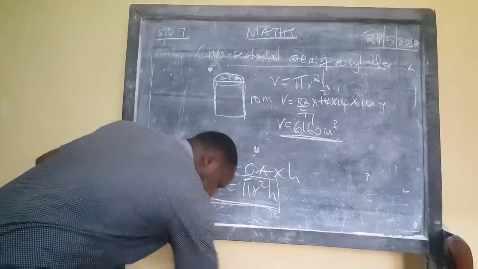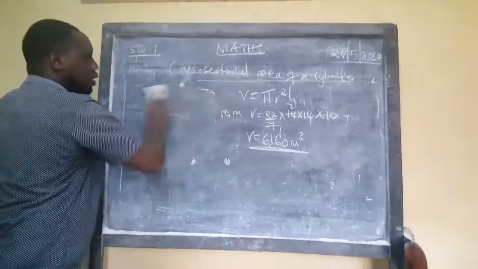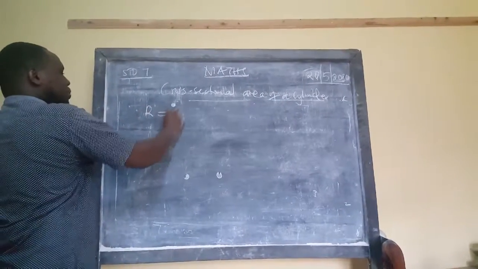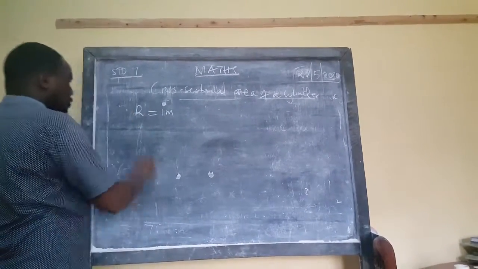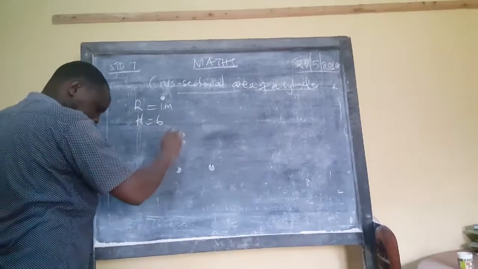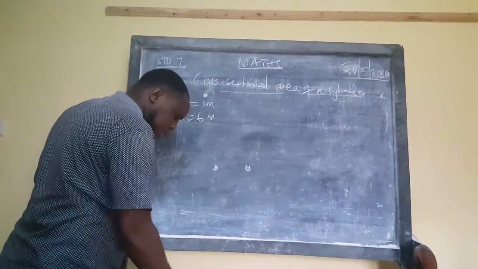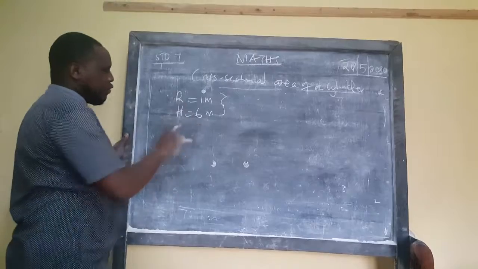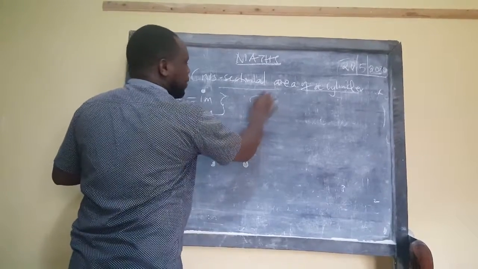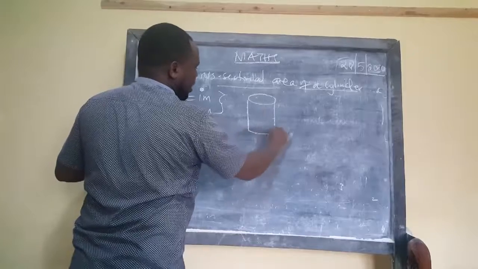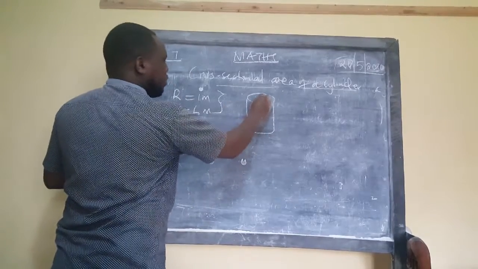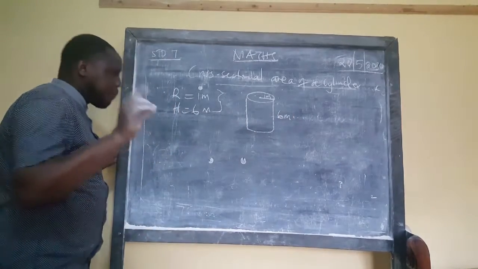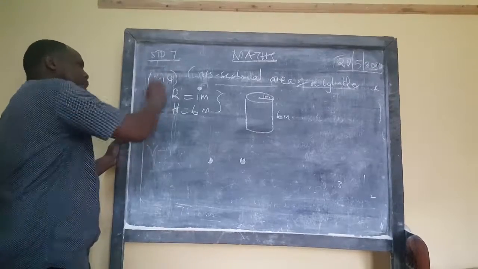I want us to get one more question here, and I want us to use these measurements. You are given a radius of 1 meter and a height of 6 meters. Then you are told, what is the volume of the cylinder having these dimensions? These are the dimensions given. It's always good, learner, if you are given such information, just try to draw. This makes work very easy, as you are going to see. So the radius is 1 meter, and the height is 6 meters. We are asked to use pi as 3.14. We are going to use that pi.